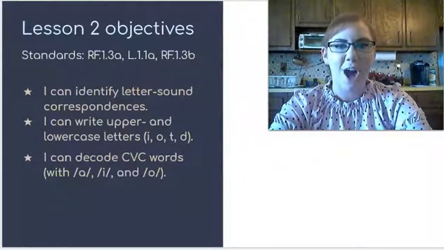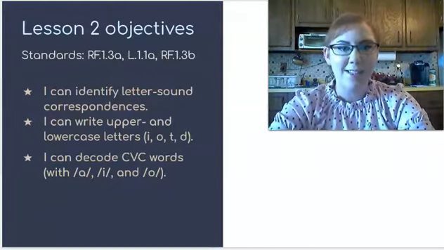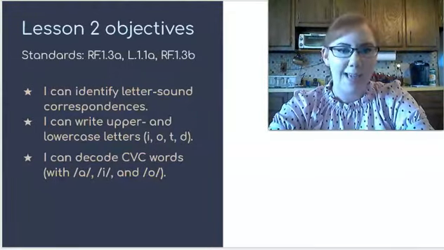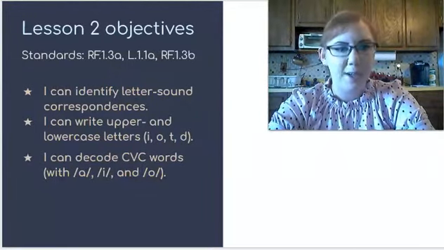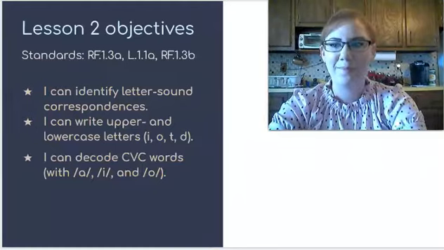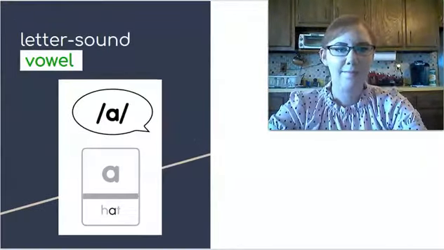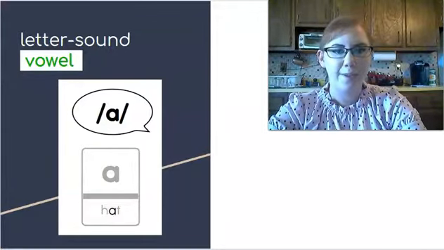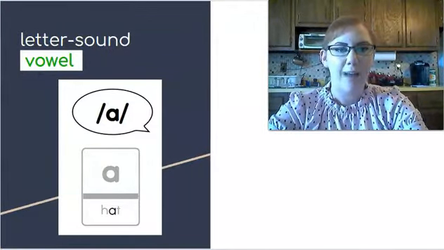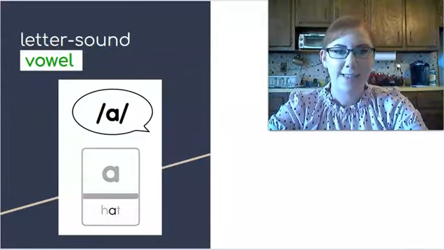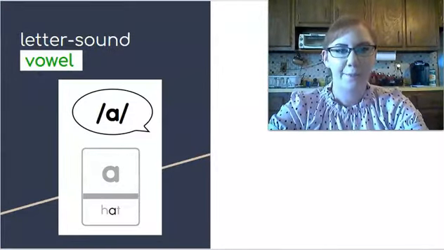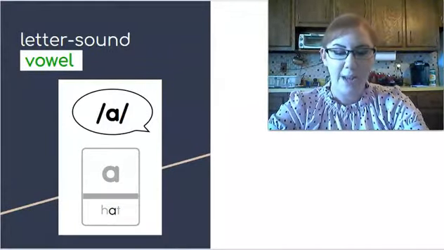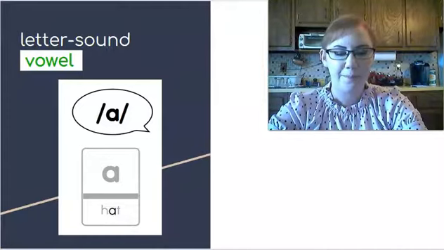Today's objectives are to identify some letter-sound correspondences, write upper and lowercase letters, and decode some more CVC words. Today we're going to start looking at our code flip books. You'll see these a lot over the next few lessons. We have a consonant code flip book and a vowel code flip book. These are similar to our sound posters from kindergarten.